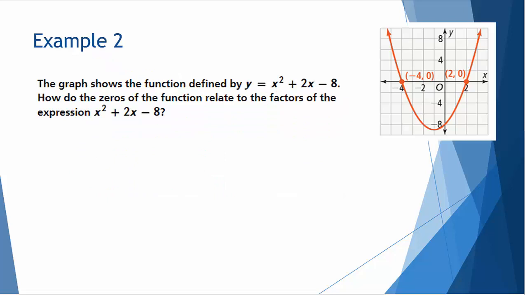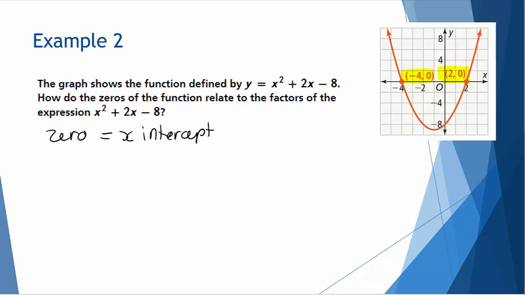The graph shows the function defined by y equals x squared plus 2x minus 8. How do the zeros of the function relate to the factors of the expression x squared plus 2x minus 8? So let's first identify what the zeros are. So zeros are the same as x-intercepts. So if we look at our graph, we have (-4, 0) and (2, 0).